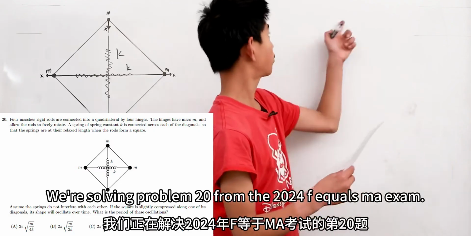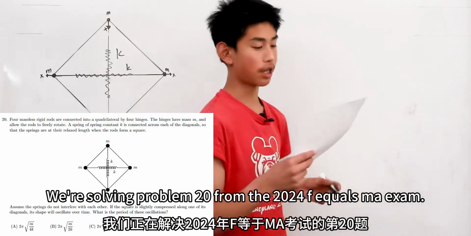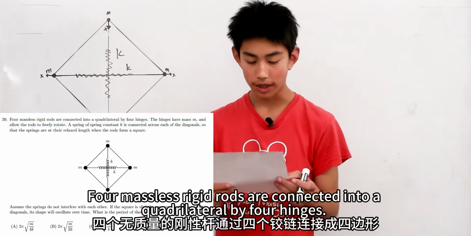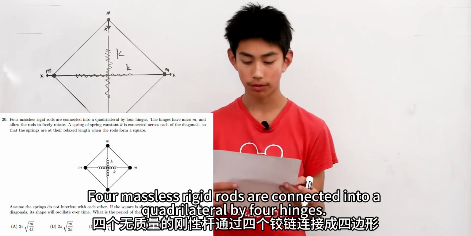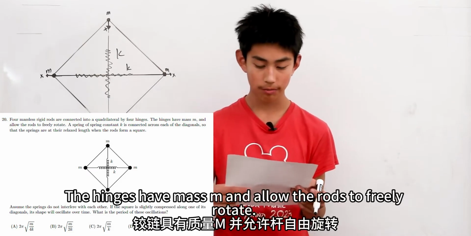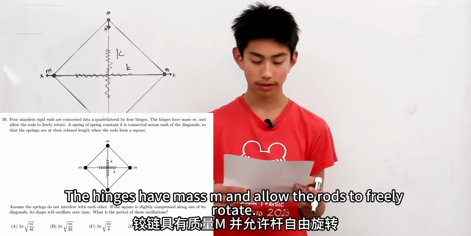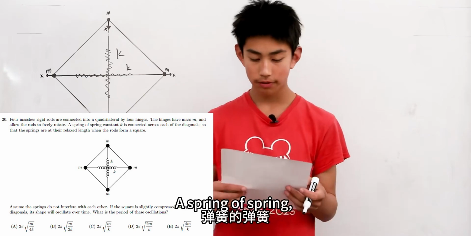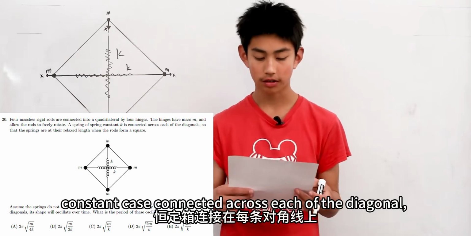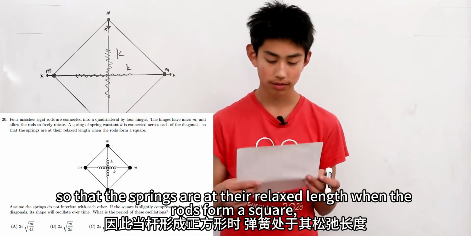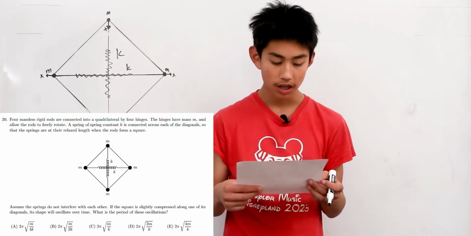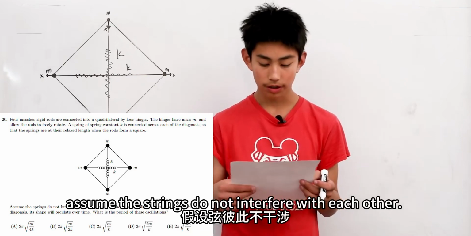We're solving problem 20 from the 2024 F equals MA exam. Four massless rigid rods are connected into a quadrilateral by four hinges. The hinges have mass M and allow the rods to freely rotate. A spring of spring constant K is connected across each of the diagonals so that the springs are at their relaxed length when the rods form a square. Assume the springs do not interfere with each other.